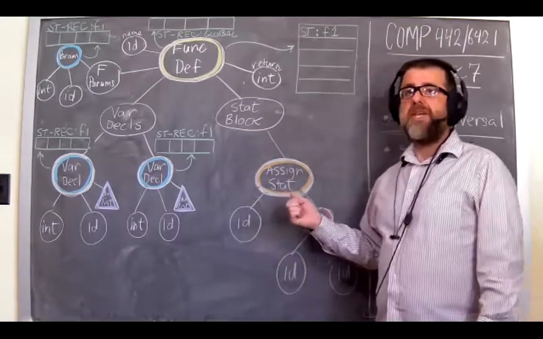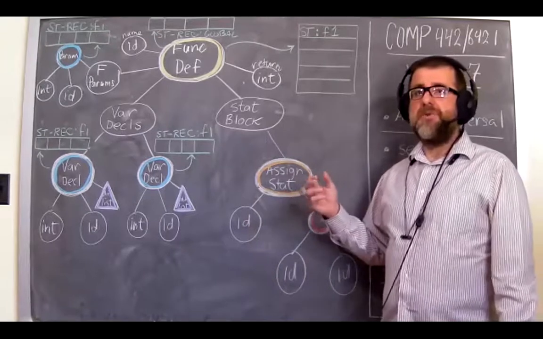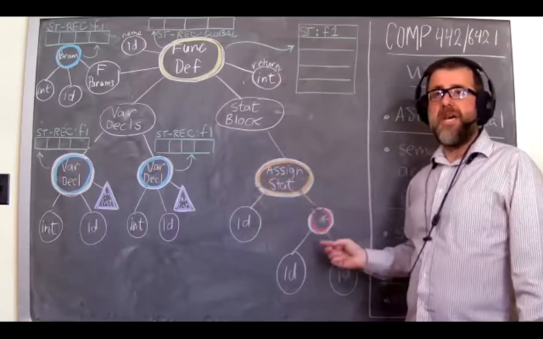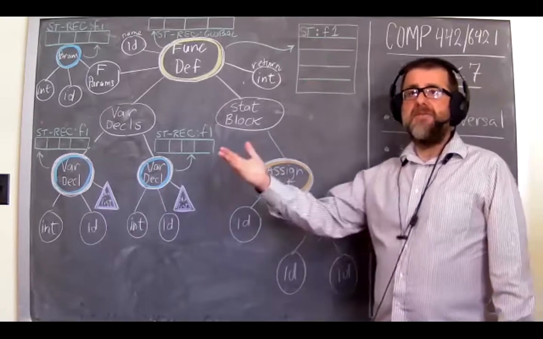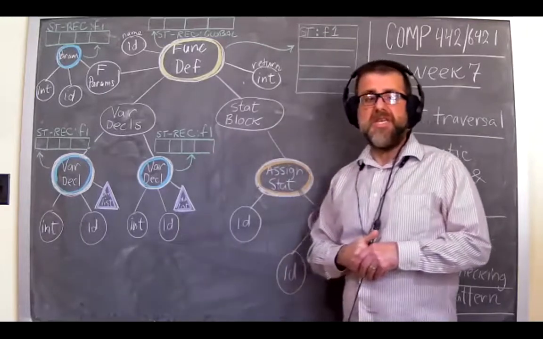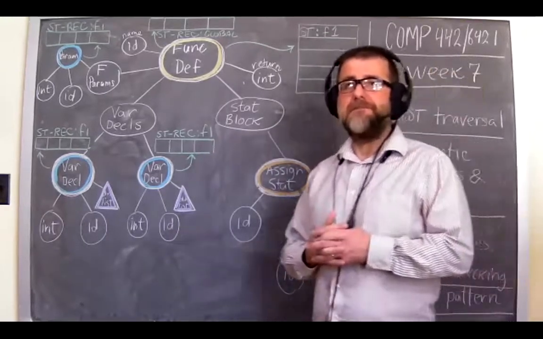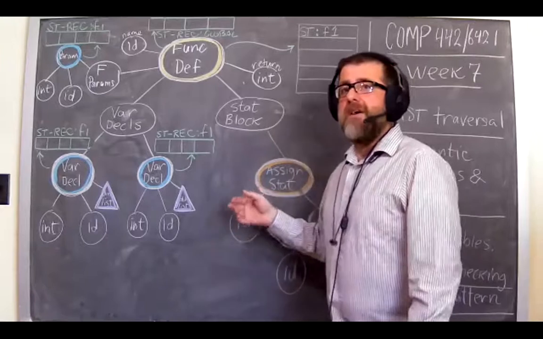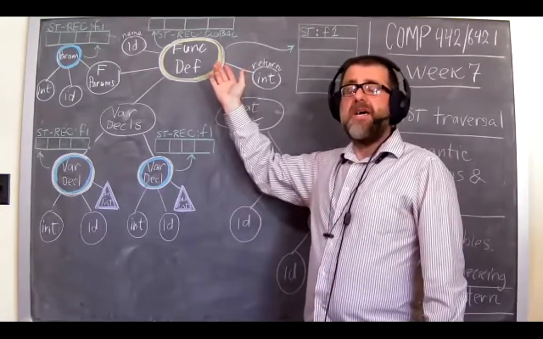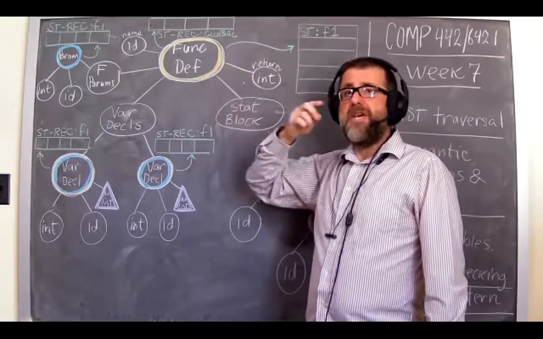In our project, what I will propose is that you have three phases: one for generating the tables, one to do the type checking, and then at least one phase to actually do the code generation. Okay. So going back a little bit, let's focus on the generation of the symbol tables.